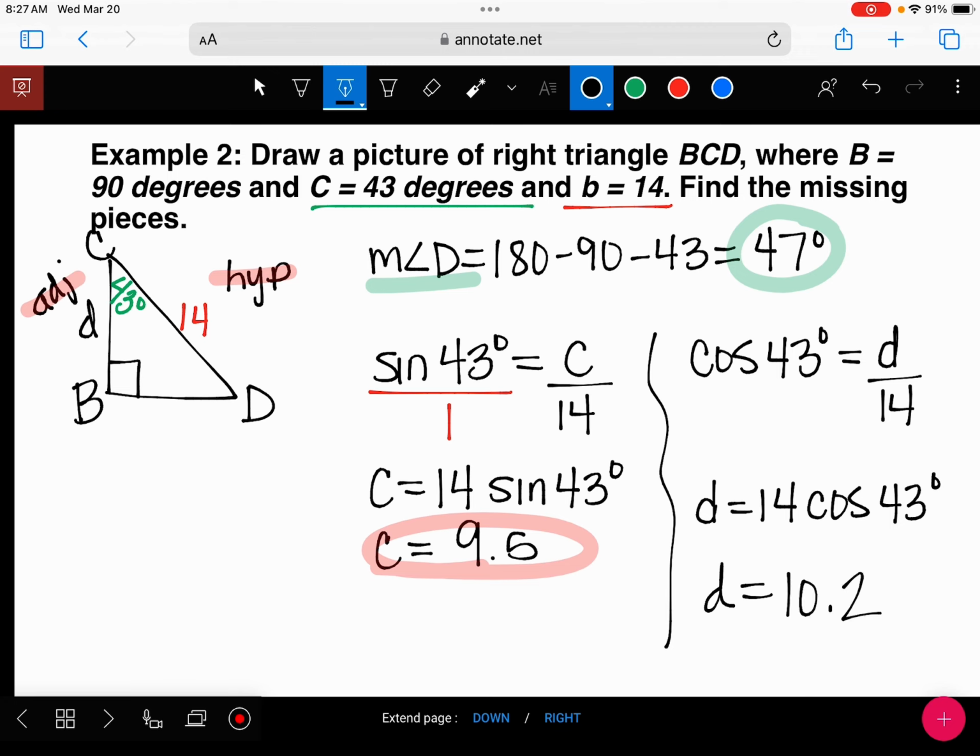All right, did we get 10.2? Okay. And we have solved our triangle. All right, you do number 3. When you get your answer, raise your hand and I'll see if it's right. I'll give you a couple minutes to try to do it by yourself.